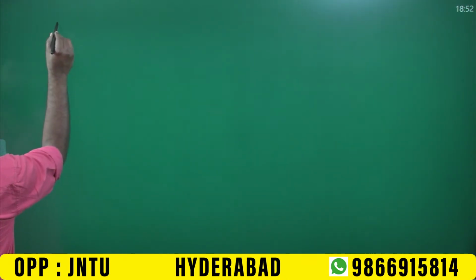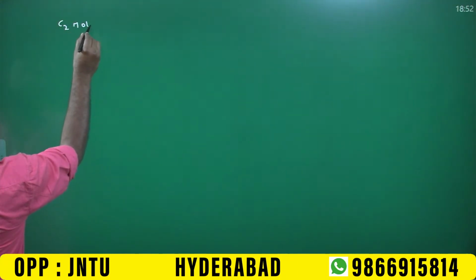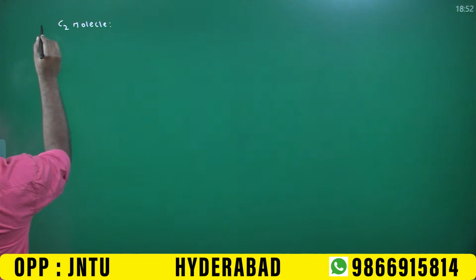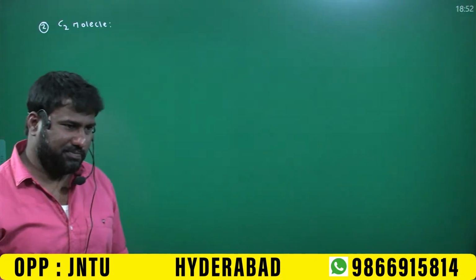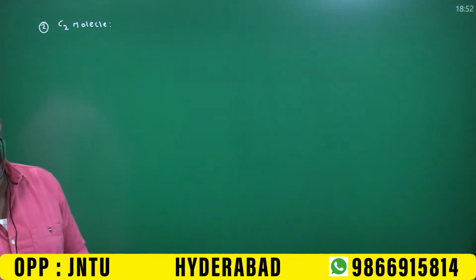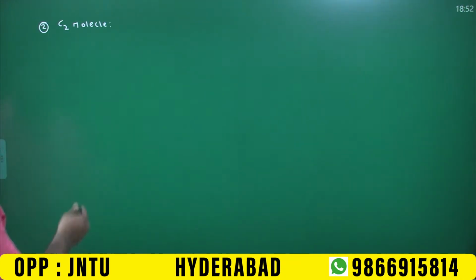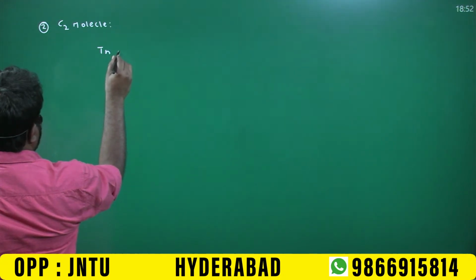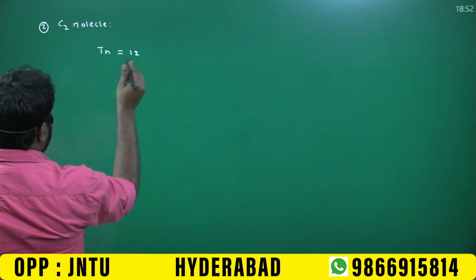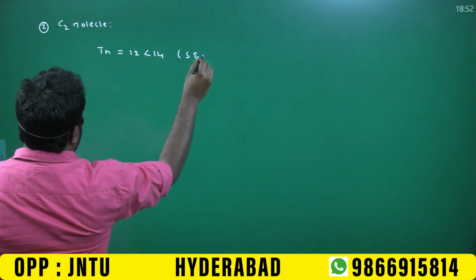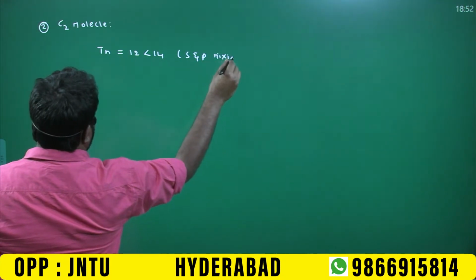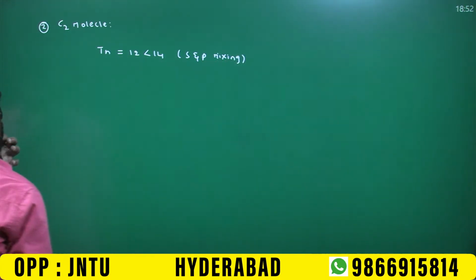If I have another molecule, the C2 molecule, how many electrons are there in C2? Total number of electrons is 12, because 6 plus 6. Is 12 less than 14 or greater than 14? Less than 14. So we can take s and p mixing.